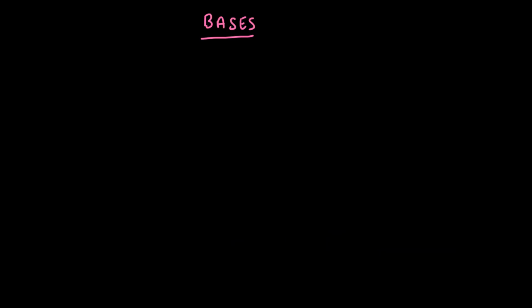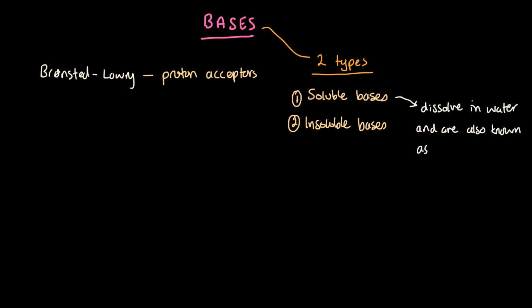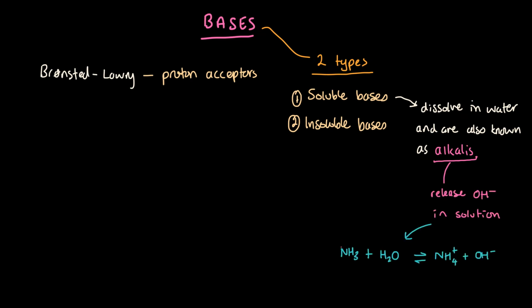Moving on to bases, which according to the Bronsted-Lowry definition are proton acceptors, meaning they take H+ ions. There are two types of bases, soluble bases and insoluble bases. Soluble bases are the ones that dissolve in water and are also known as alkalis, and they release OH- ions in solution. We can see in this reaction that NH3 has gained a hydrogen ion, meaning that it's a base.